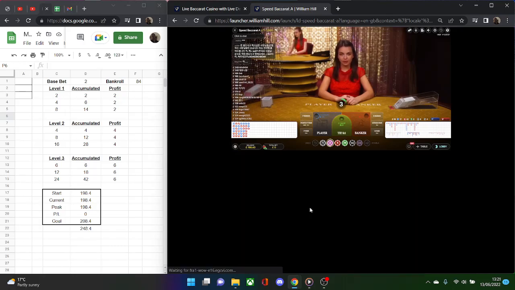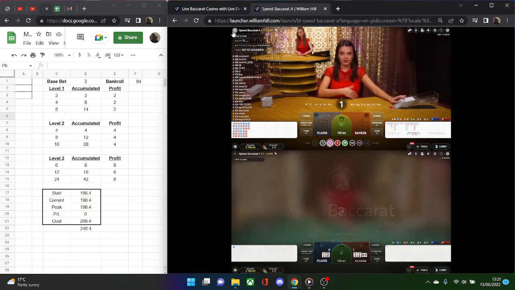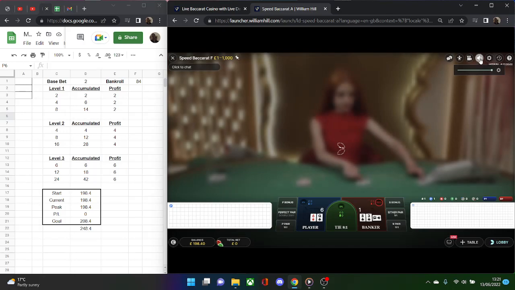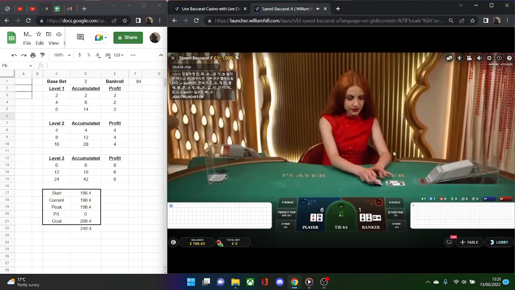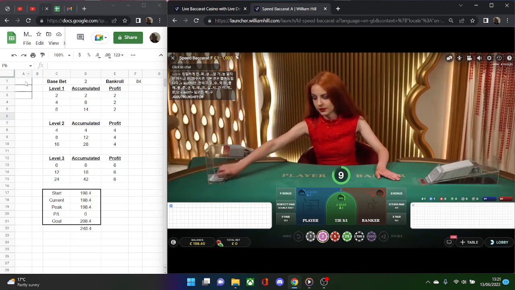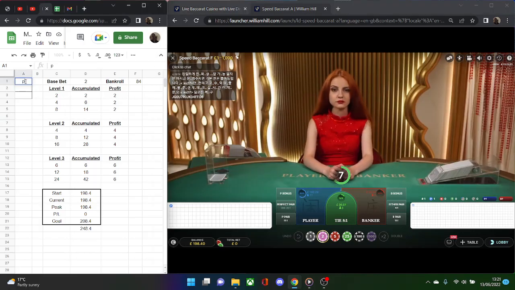There we go, new table right there. Good times. Oh, and we've got the first result there, which is a player. So I'll mirror this table. This will be our first one, and it'll be a mirror.